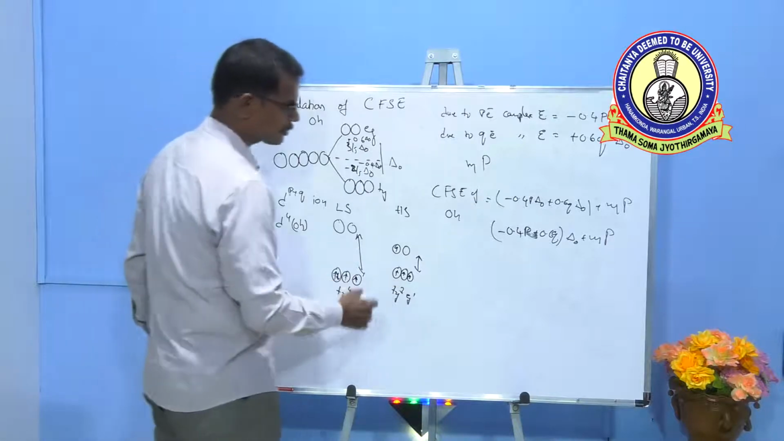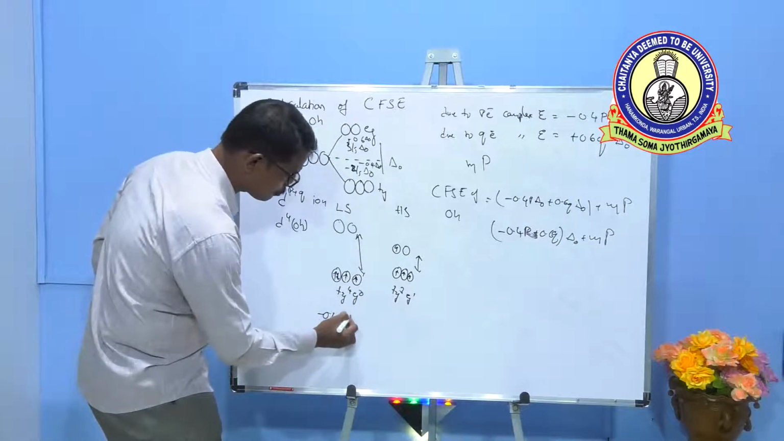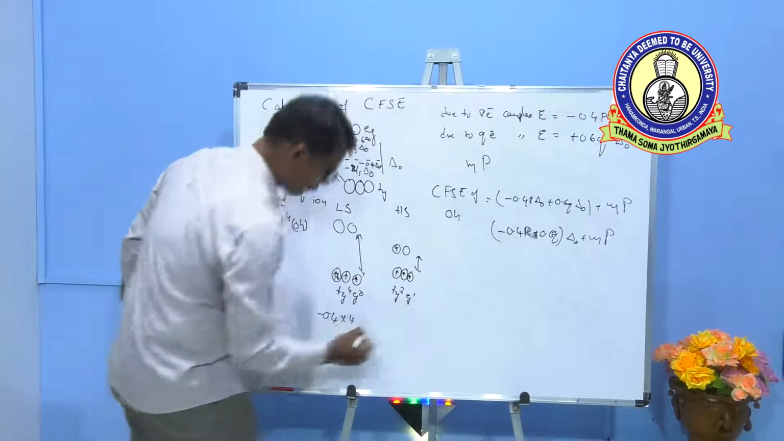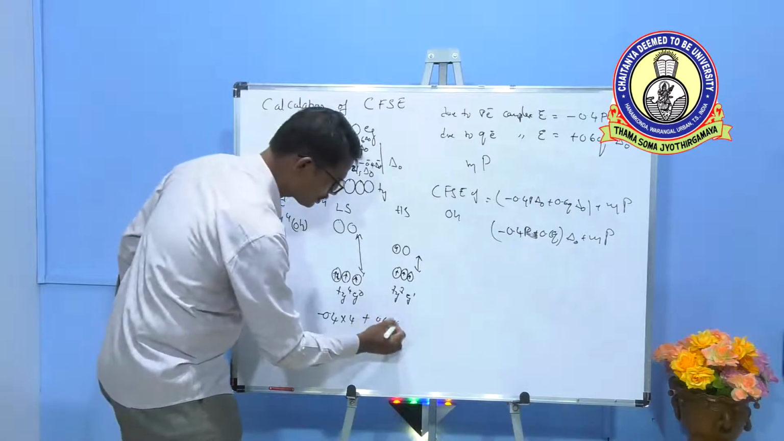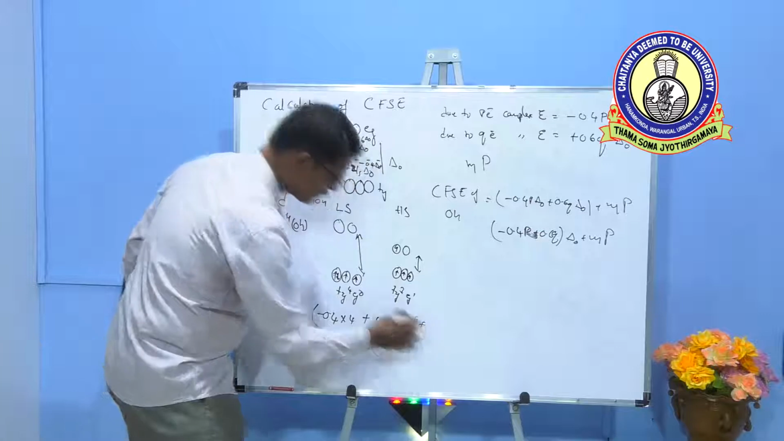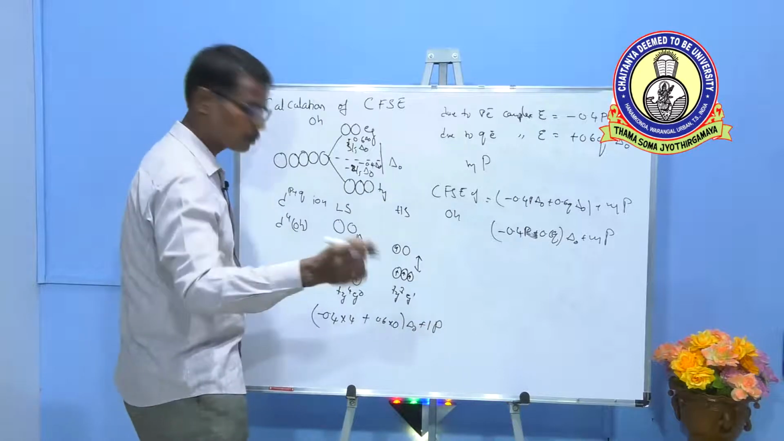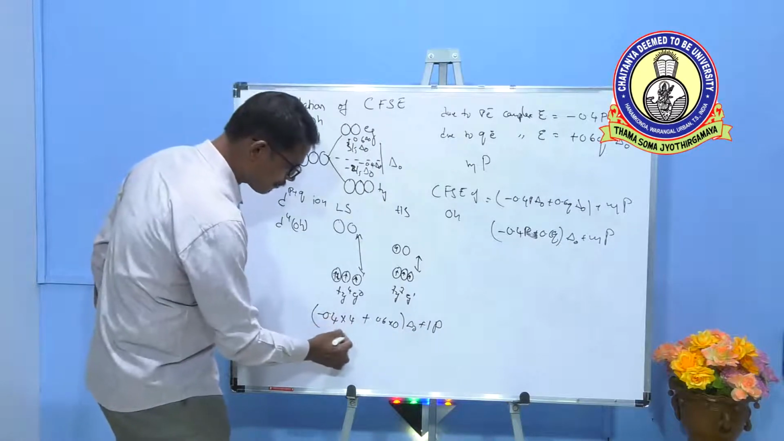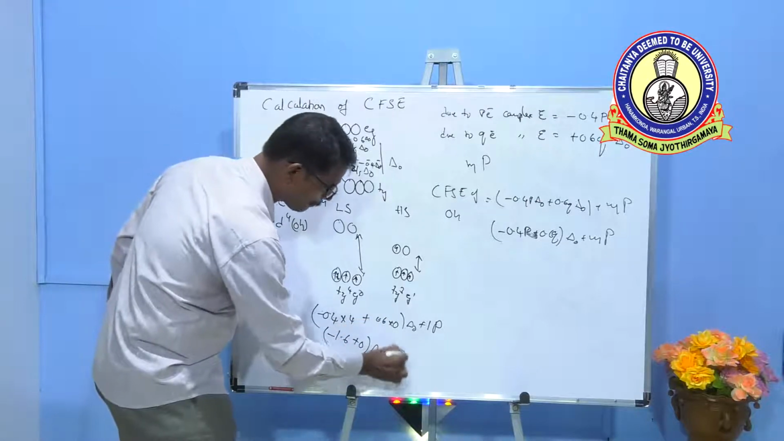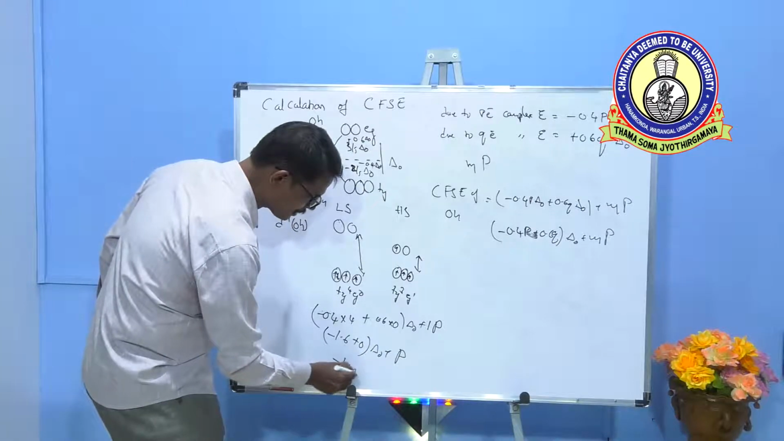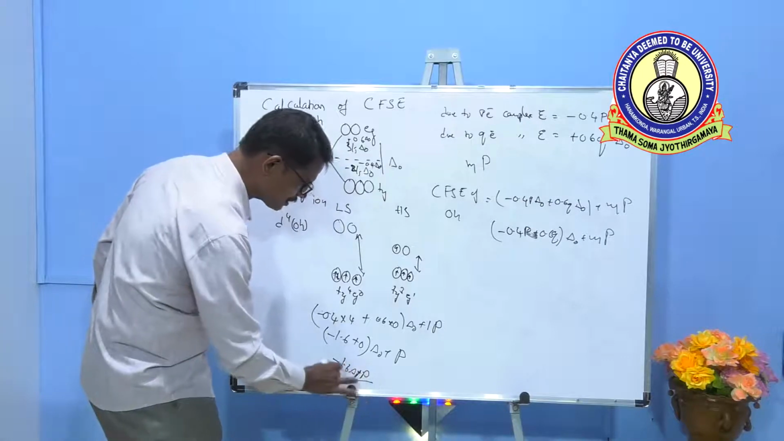So here, for low spin, minus 0.4 into 4, since T2g electrons are 4, plus 0.6 into 0, since Q electrons are 0, delta O, plus the number of pairs. One pair is there, so it is 1P, two pairs 2P. So minus 0.4 into 4 is minus 1.6, 0.6 into 0 is 0, delta O plus P. Finally minus 1.6 delta O plus P is the CFSE value.